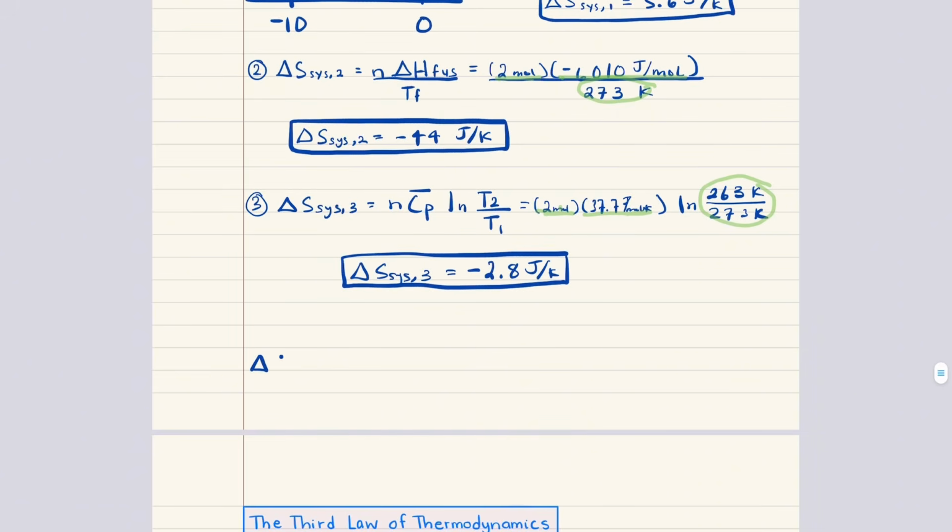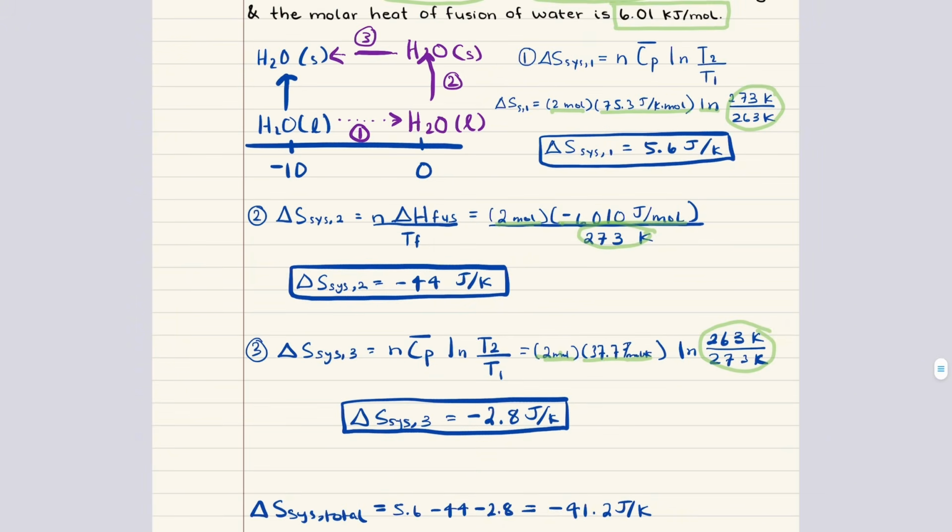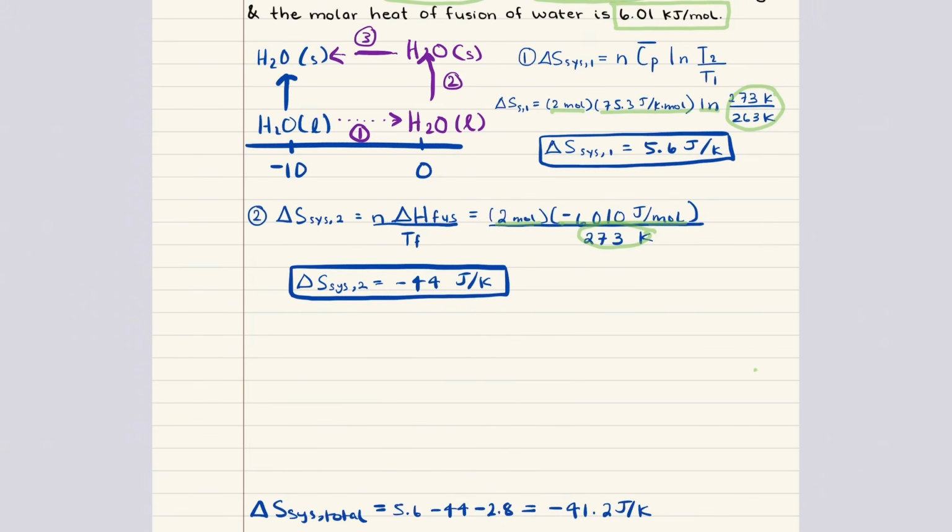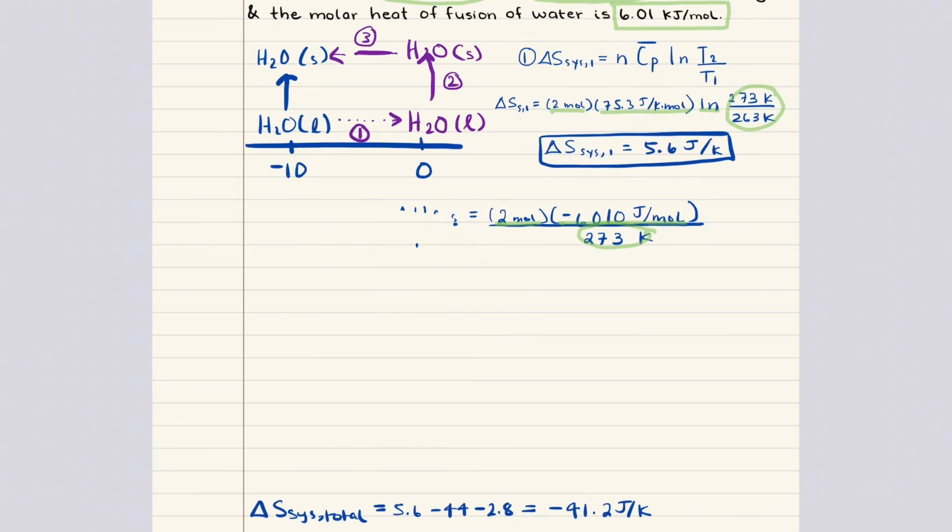Now we're going to add the 3 pieces for the system. Delta S system will be equal to 5.6 minus 44 minus 2.8, and that is approximately minus 41.2 joules per Kelvin. That negative value makes sense. The system becomes more ordered overall, going from liquid into ice. Next, we're concerned with the surroundings.